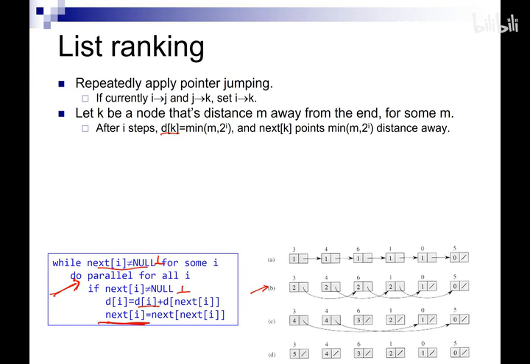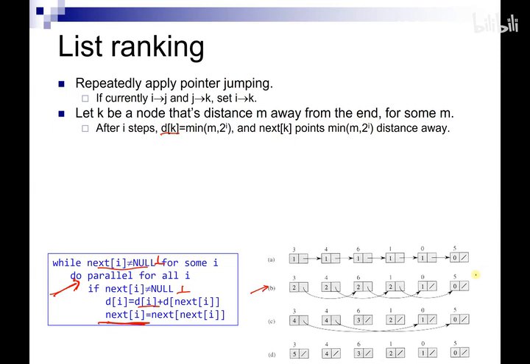So that's one property, and the next property that we need is that these are invariants that the algorithm maintains. The first invariant is that after i steps, the distance of each node is going to be the minimum of the correct distance and 2 to the i. And the other invariant is that the next pointer of this node is going to point at a node which is the minimum of m or 2 to the i distance away.